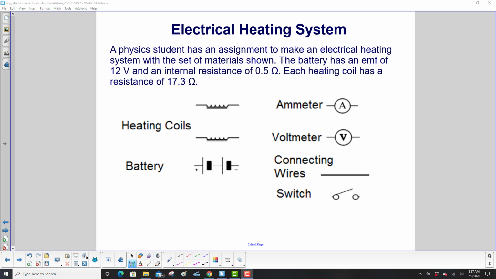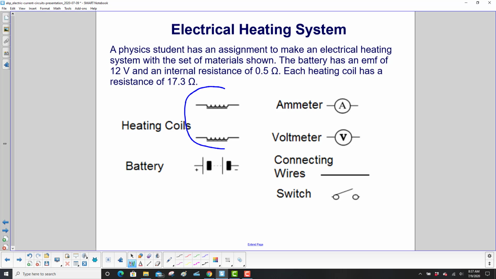A physics student has an assignment to make an electrical heating system with the set of materials shown. The battery has an EMF of 12 volts and an internal resistance of 0.5 ohms. Each heating coil has a resistance of 17.3 ohms.